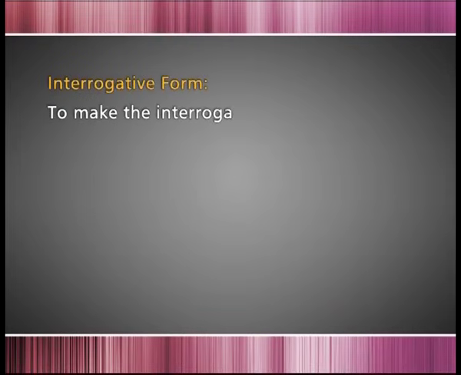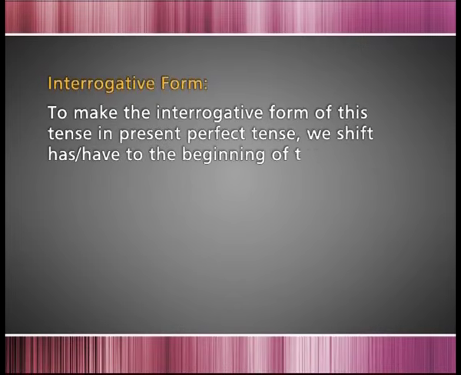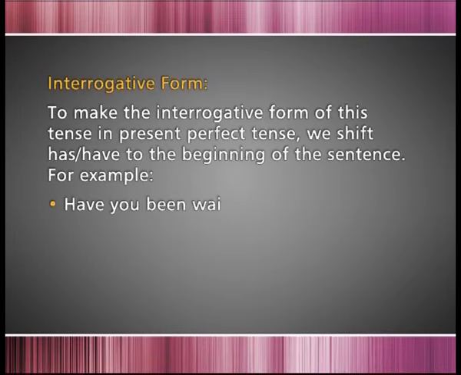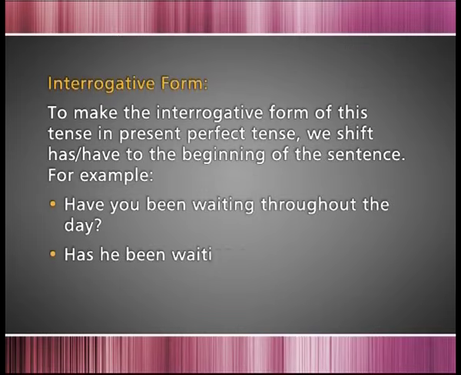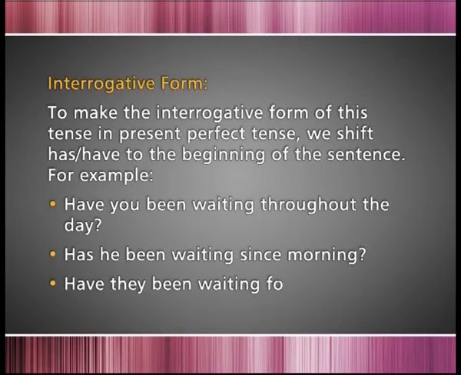Interrogative form. To make the interrogative form of this tense in present perfect continuous, we shift has or have to the beginning of the sentence. For example, have you been waiting throughout the day? Has he been waiting since morning? Have they been waiting for a long time?